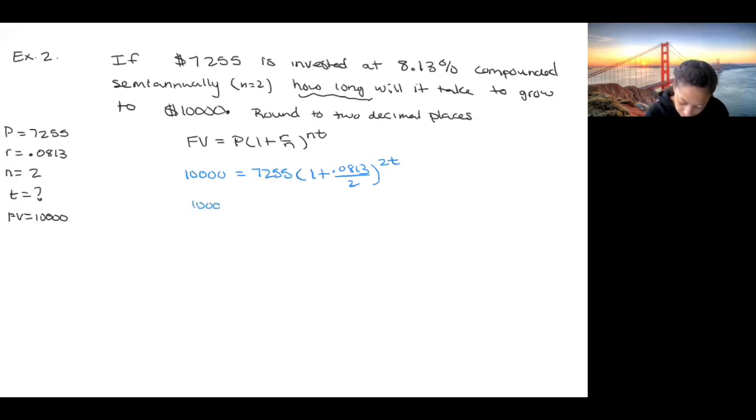This would be 10,000 divided by 7,255. And that's going to be equal to, now this we can simplify, 0.0813 divided by 2 is 0.04065. So this would be 1.04065 to the 2t power. Now you may have left that term in the parentheses as 1 plus 0.0813 over 2. That's fine too.